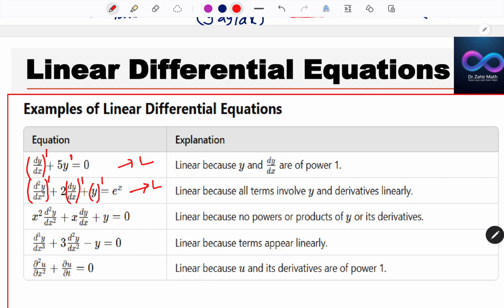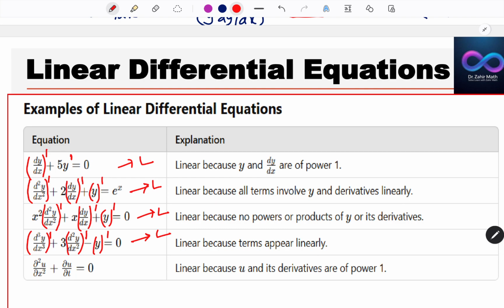Right? Yes. Now look here. What is the power of this differential coefficient? 1. And what is the power of this one? 1. And what is the power of y? 1. This is going to become linear. And what is the power of this differential coefficient? 1. And y power 1, which is going to be linear.